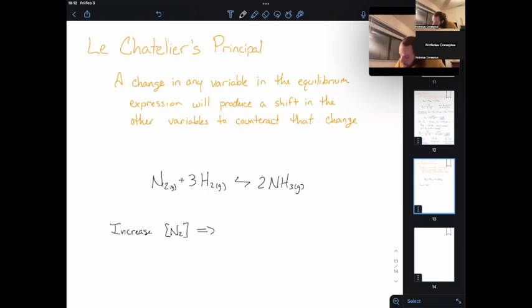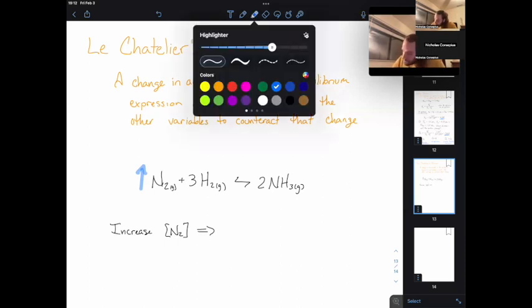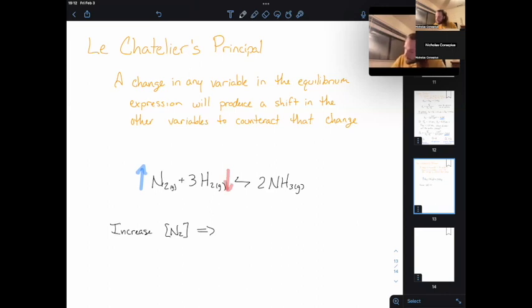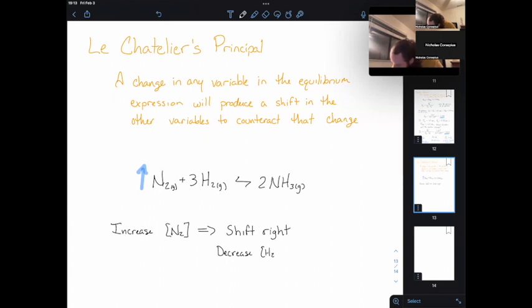So the system's going to compensate in order to get things back to equilibrium. An increase in the concentration of this reactant here will lead to a decrease in my other reactant. Basically it's going to start shifting the reaction towards the product side, right? So let's actually say that first. So increase in nitrogen will end up shifting this reaction to the right, which means a decrease in the concentration of hydrogen gas and an increase in the concentration of ammonia.